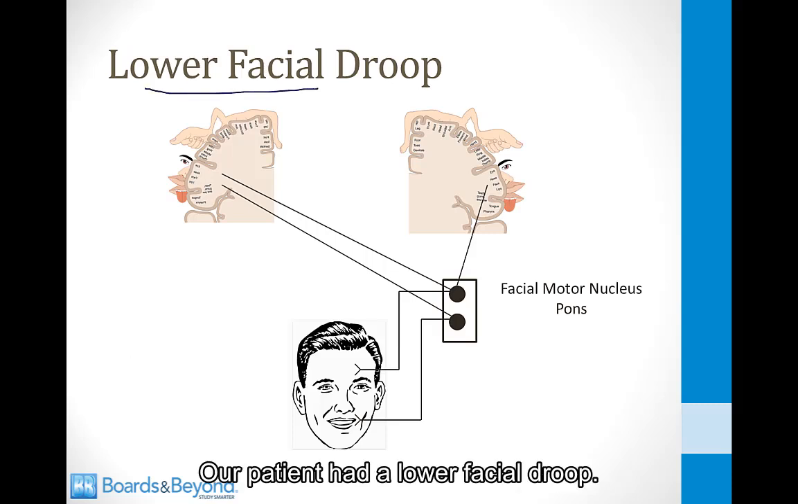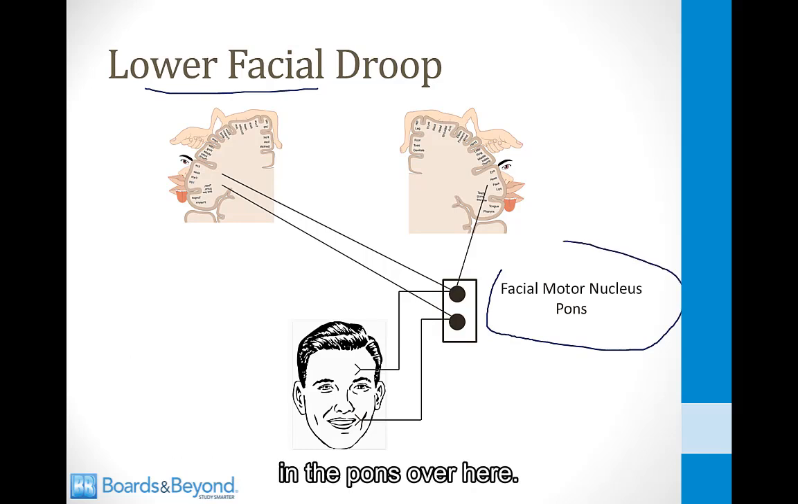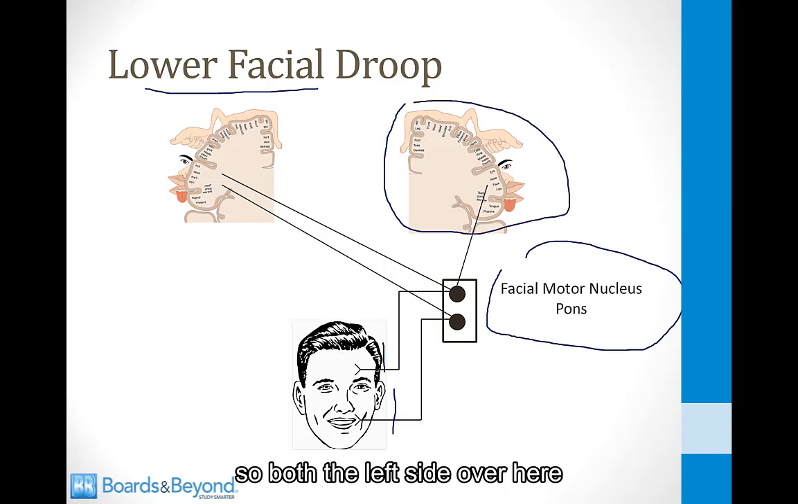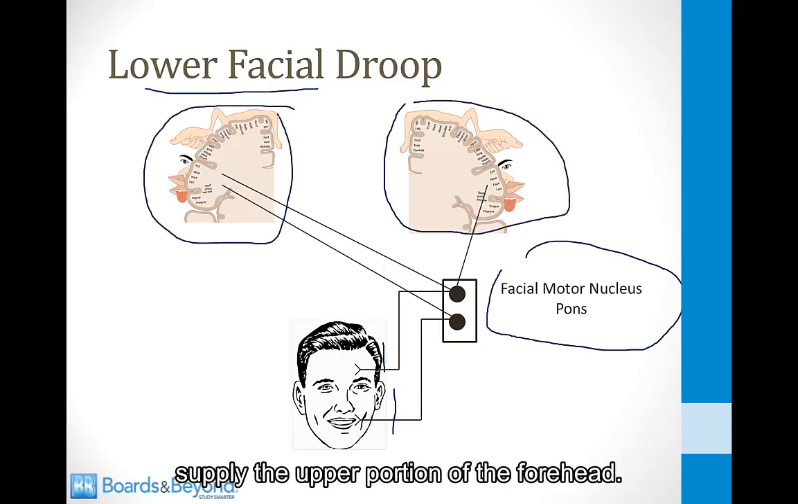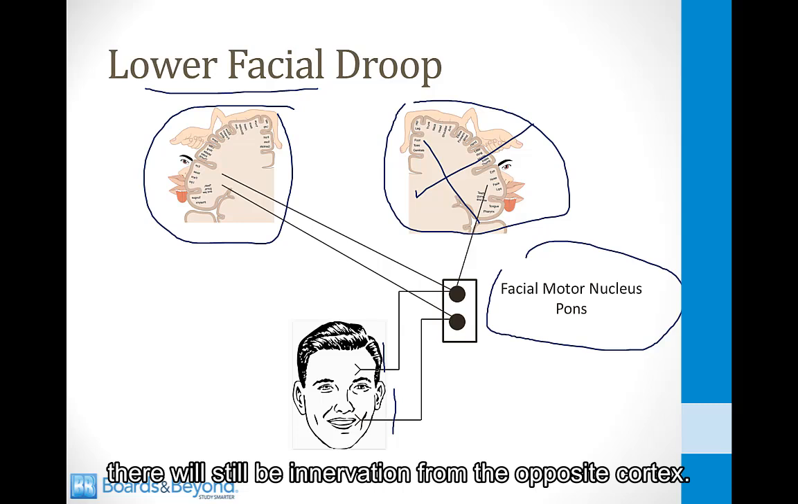Our patient had a lower facial droop, so why did he have that? Well, let's review the facial motor nucleus in the pons over here. So it separately supplies nerves to the lower portion of the face and the upper portion, or forehead. And you need to know that the upper portion has dual innervation from both sides of the cortex, so both the left side over here and the right side over here supply the upper portion of the forehead. So if you lose just one side, there will still be innervation from the opposite cortex.